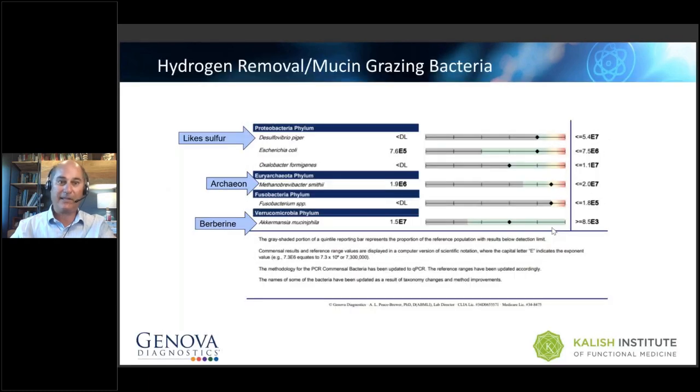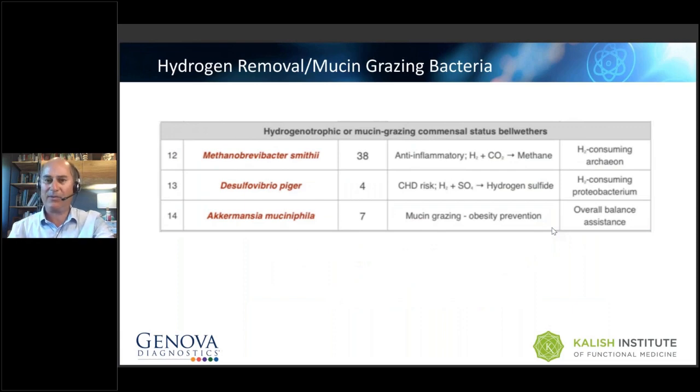And here they are on the test, D. piger, M. smithii, Akkermansia. And this slide here kind of tells you a little bit about the detail of what they do. So M. smithii, anti-inflammatory, D. piger, important for cardiovascular disease prevention, Akkermansia is kind of important for everything.